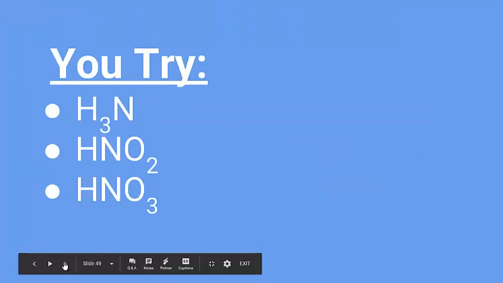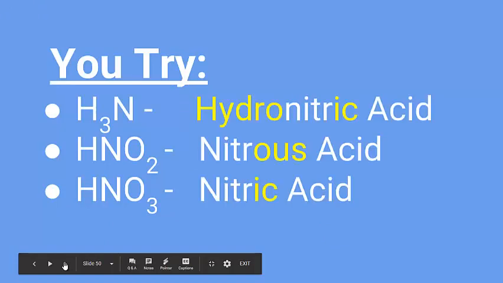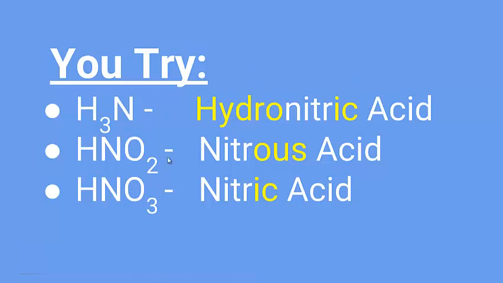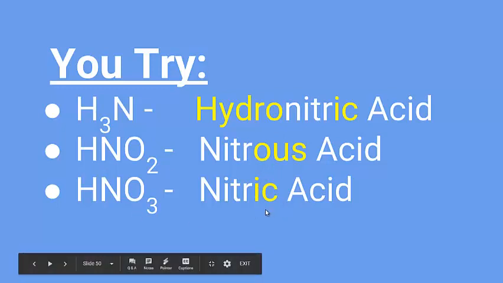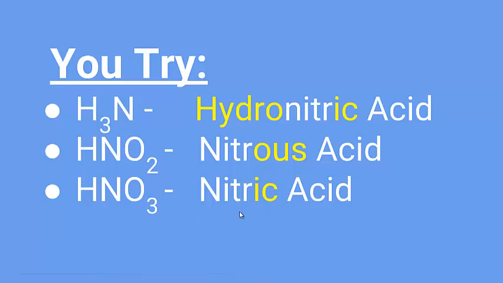You want to try these? Go ahead and pause and see if you can get them right. So for just plain nitrogen, we used hydronitric acid. For nitrite, we added the OUS ending, nitrous acid. And for nitrate, we added the IC, nitric acid. And that's how you name acids.